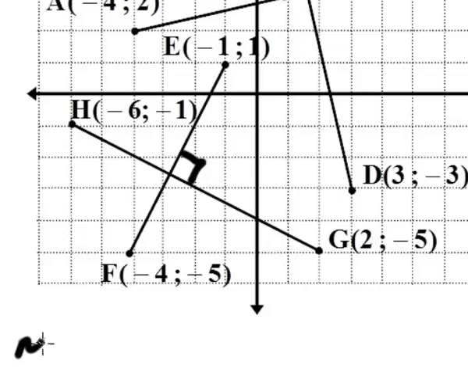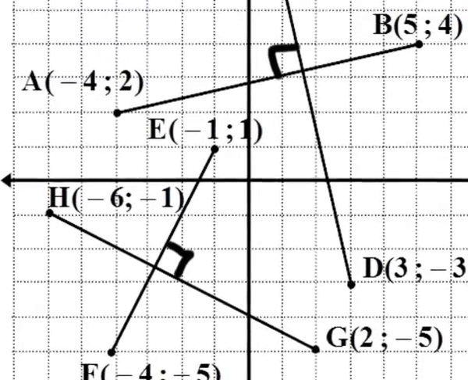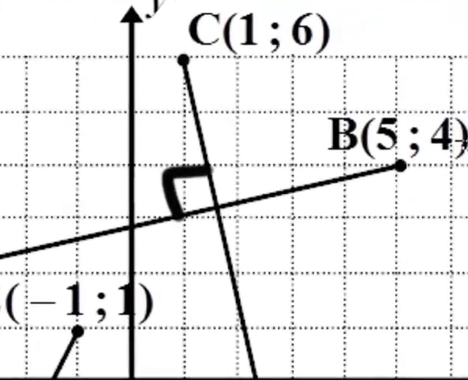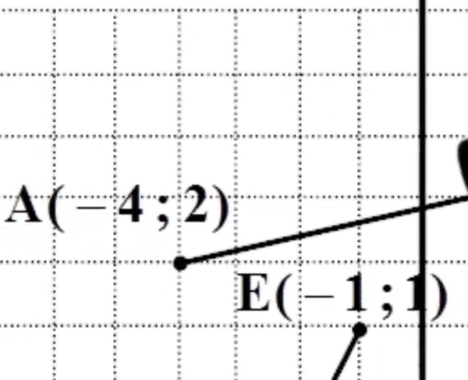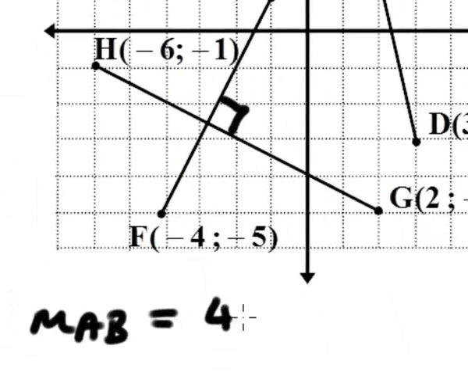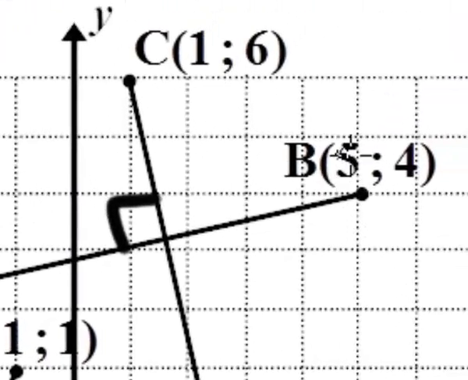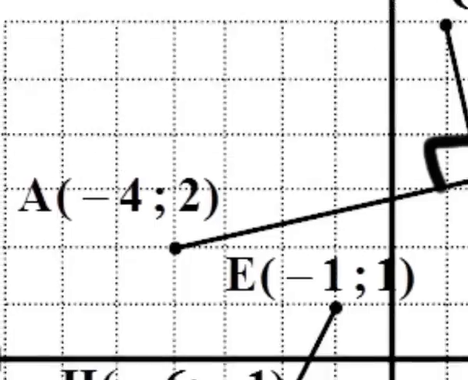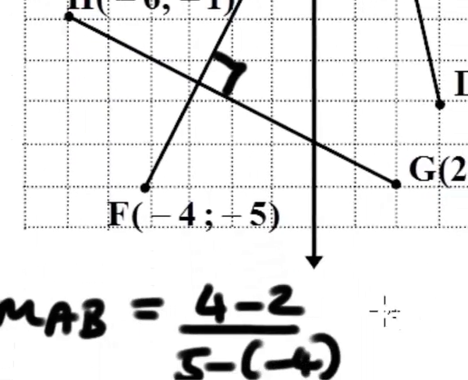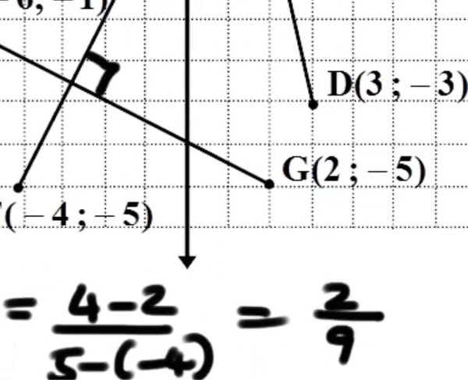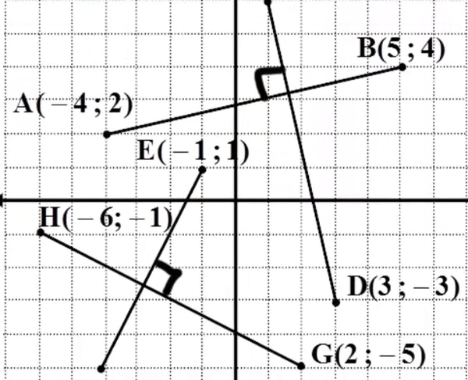What is the gradient of AB? Well, I think it's exactly the same as the other one. It should be 2 over 9, but let's check. If we subtract the y's, it's 4 minus 2 divided by 5 minus negative 4, which is 2 over 9. Do you see that there? Okay, that is the gradient. You say the y of B minus the y of A divided by the x of B minus the x of A. And don't forget it's 5 minus negative 4.